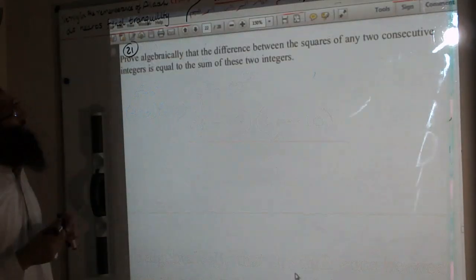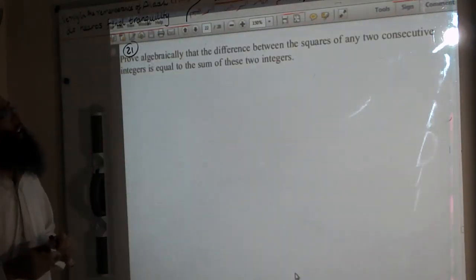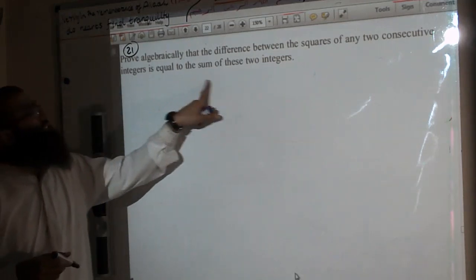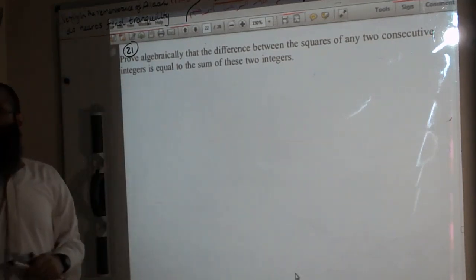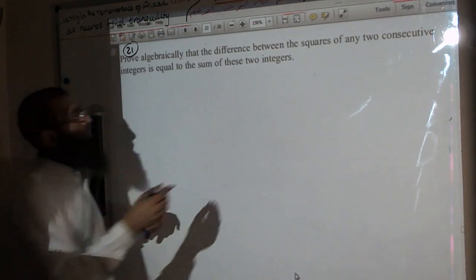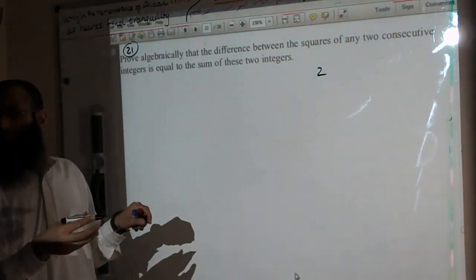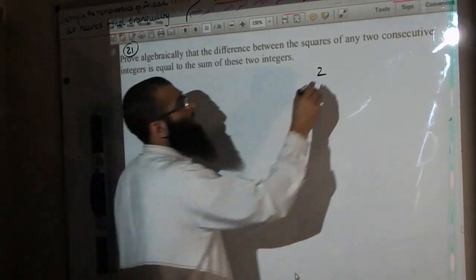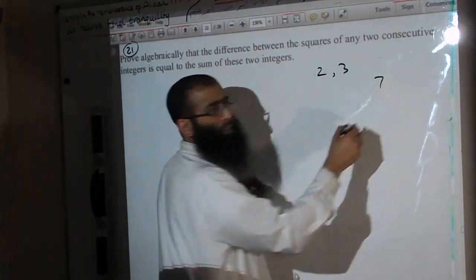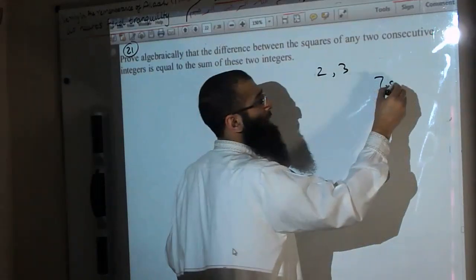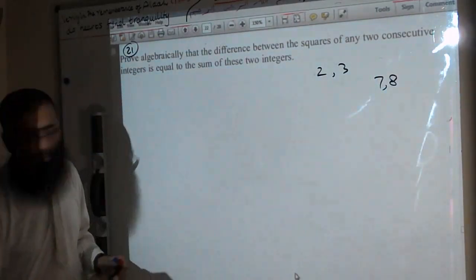That's done. Prove algebraically that the difference between the squares of any two consecutive integers is equal to the sum of these two integers. Okay, integers means whole numbers. So for example, if you're looking at numbers, what's the consecutive number to 2? The next consecutive number is 3. And the next consecutive number to 7 is 8. That's what we're looking at numerically. We have to look algebraically.